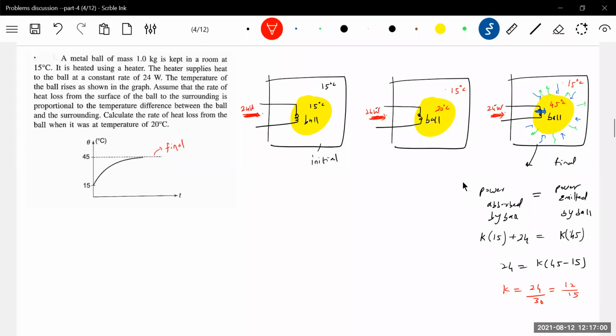Rate of loss of heat from the ball when its temperature is 20 is what is being asked. Loss of heat means the one which will emit. Shall we write K into 20? The one which will emit, or some loss we have to calculate. Based on this, I'll take a decision.